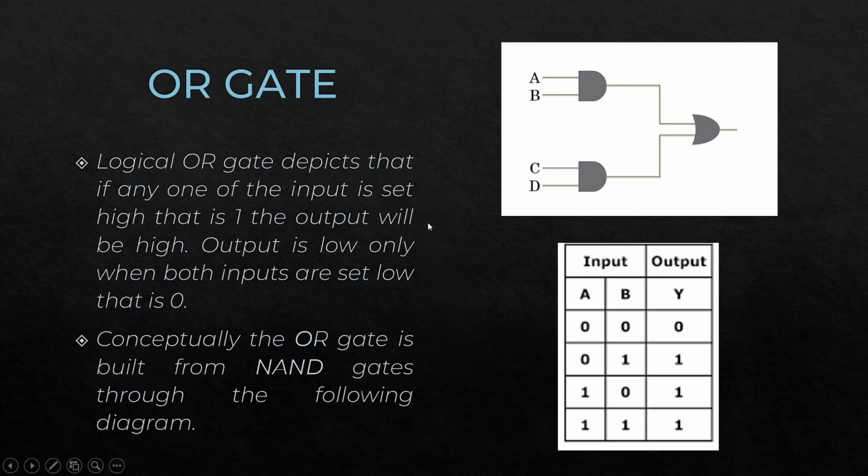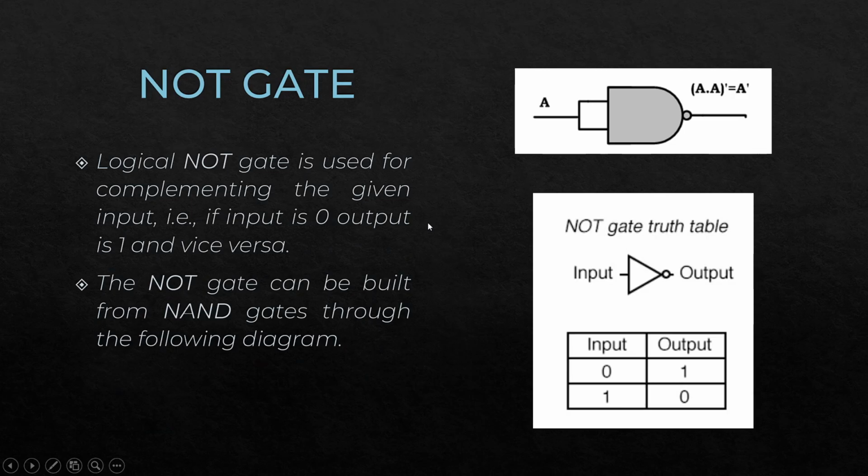So now we'll move on to the next gate, that is the NOT gate. The logical NOT gate is used for complementing the given input, that is, if the input is 0, the output is 1, and vice versa. And the NOT gate can be implemented from the NAND gates through the following diagram. So basically, we just give the input to both inputs of the NAND gate, and it will give the complemented output.